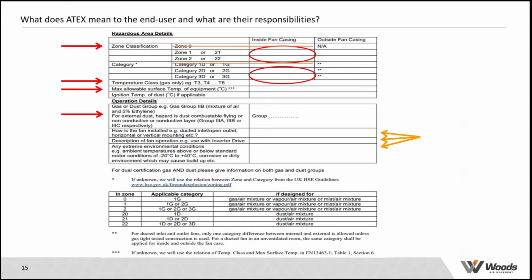We need to know if it's going to be inverter driven, which is very common now. If there's any exceptional ambient conditions, all of these things make sure that we do the correct fan selection. This is what we don't want to see. This means nothing to us. Because what is it? Is it zone 1 or is it zone 2.1? So we do need people to do their homework, if you like.